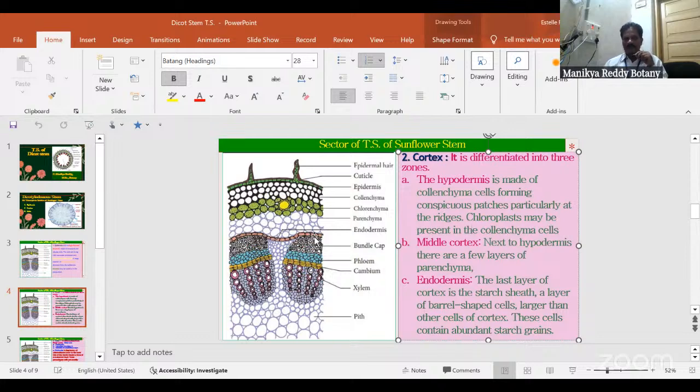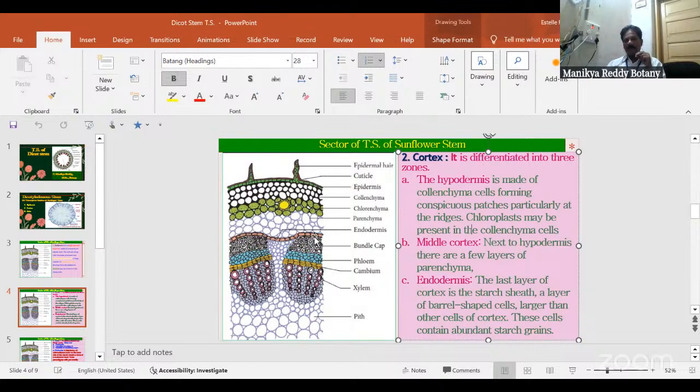I'll repeat once again. Cortex is the second part of the primary dicot stem. It lies between the epidermis and stele. It is differentiated into three parts or three zones. The first one is hypodermis. Hypodermis is also called the outer cortex. It is generally made up of parenchyma in most plants.